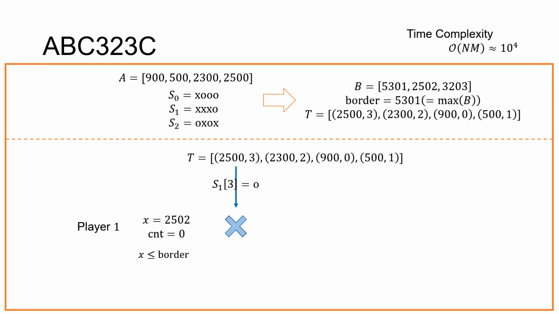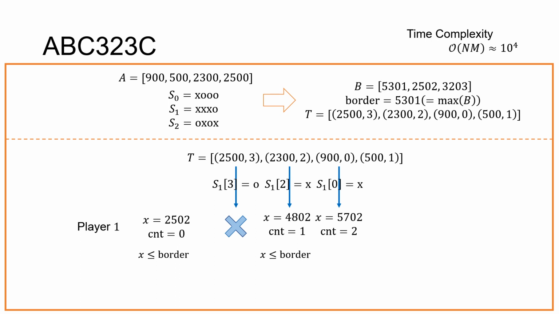But he has already solved it, so he skips the problem. Then we have problem 2 with the score 2300 and he didn't solve it yet. Therefore, we add 2300 to x and increment count. However, x doesn't exceed the border, so we continue the process.